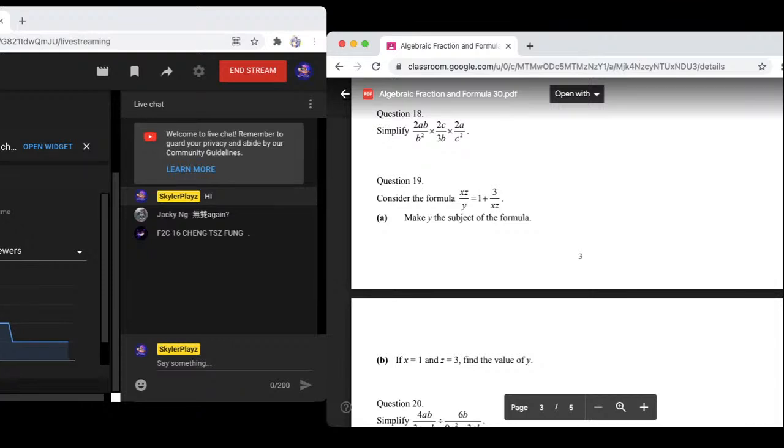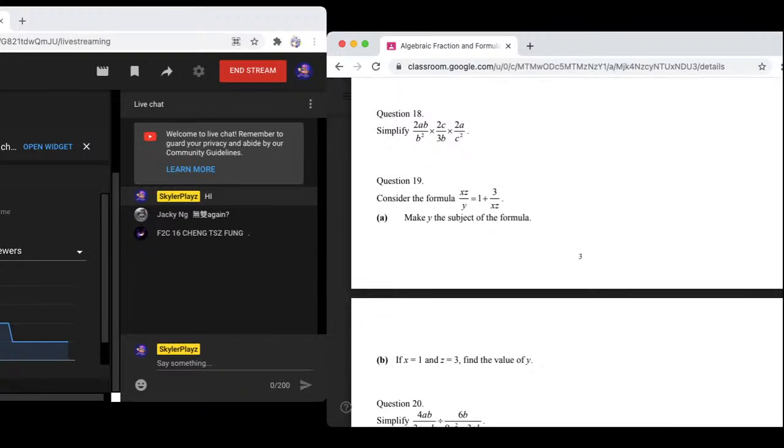Question 40. Oh no, there is a B part. Okay. When x equals 1, z equals 3, y equals 1 squared, 3 squared over 1 times 3 plus 3, so 9 divided by 6, so 1.5, that's my answer, easy.